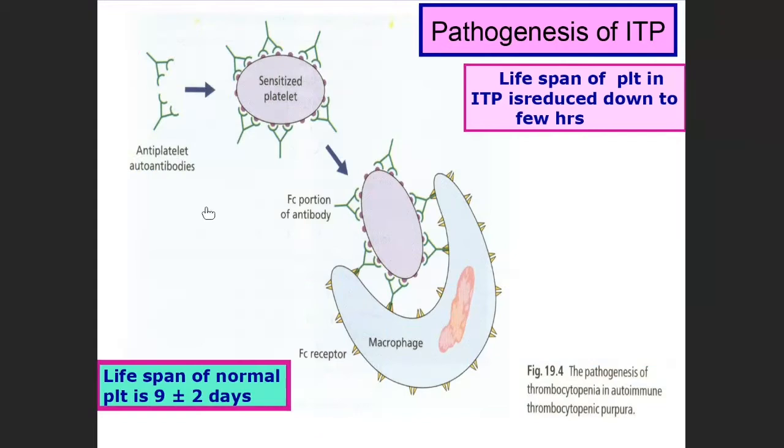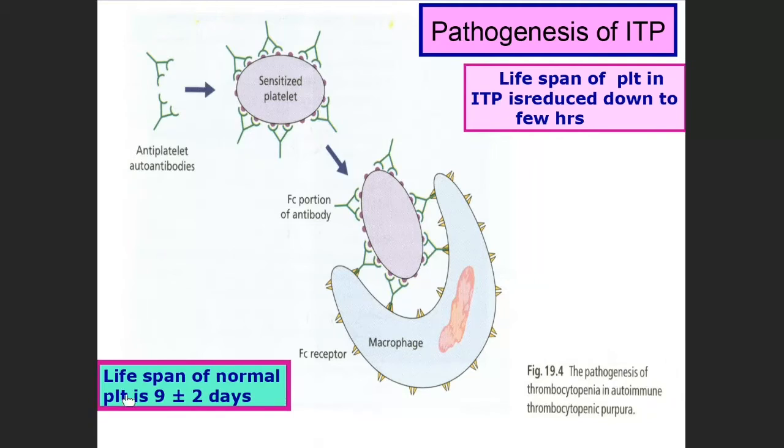Antibodies against platelets. These antibodies, autoantibodies, coat platelets and then the platelets are sensitized. Sensitized platelets means platelets coated by autoantibodies. Then the platelets are removed by macrophages of the reticuloendothelial system. This will result in reduced platelet count and reduced lifespan.